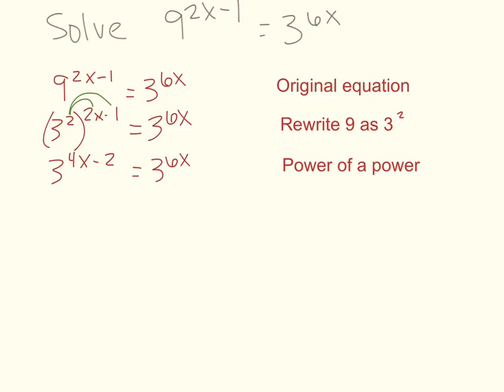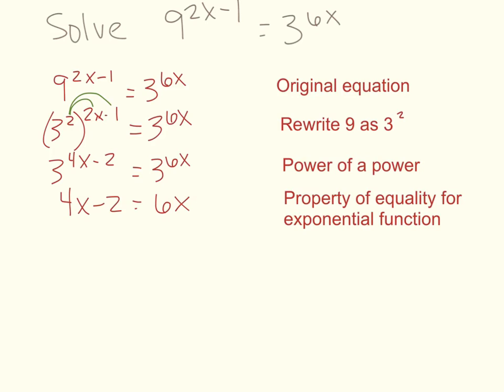Beautiful. We're working right along, and it's looking pretty similar to the last one. We have the same base. So when we have the same base, what can we do? We can get rid of the bases and just write the exponents equal to each other. So we take the exponents: 4x minus 2 equals 6x. Awesome. And the reason there is, again, the property of equality for exponential functions.